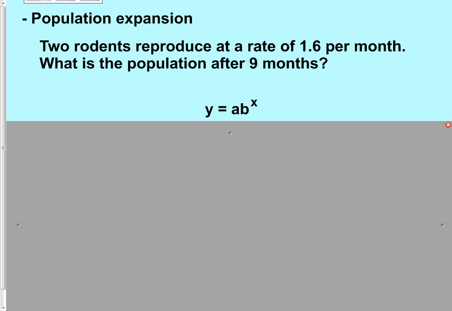A represents the initial population of the problem. So what is the initial population? What numbers do we start off with? We're starting off with 2 rodents, so that is our A value. A will be a 2.